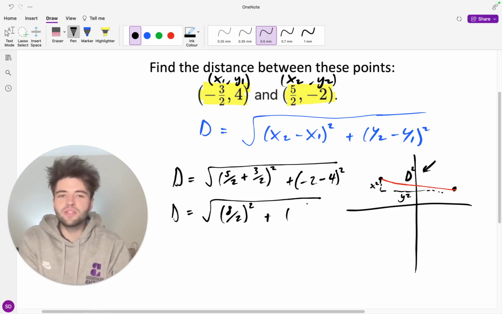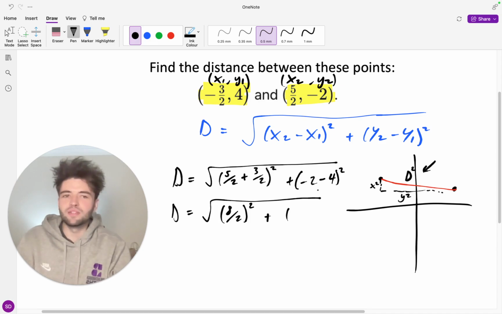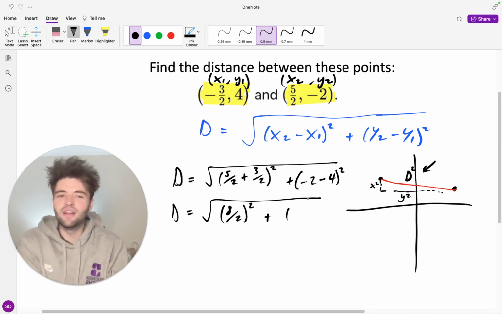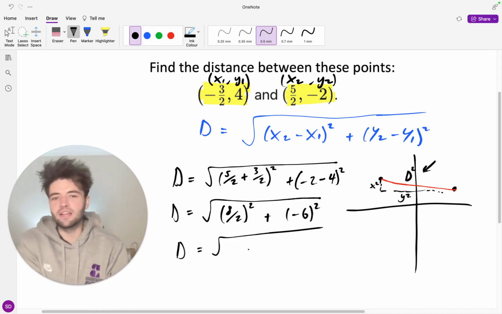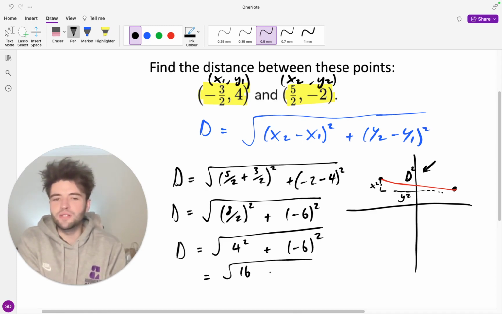And then for our second difference inside the formula, we're going to have minus 2 minus 4, which is going to give us minus 6, and that's going to be squared here as well. So now just once again, taking it step by step. So we have 8 over 2, and that is going to be equal to 4, so we have 4 squared here. And then we have minus 6 squared, which is going to be the same as 6 squared, but we're just going to keep it the same because we can actually plug it straight in our calculator as it is. So 4 squared is 16, and minus 6 squared is going to be 36.